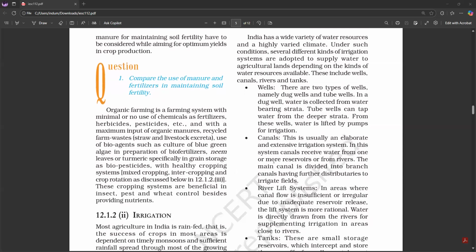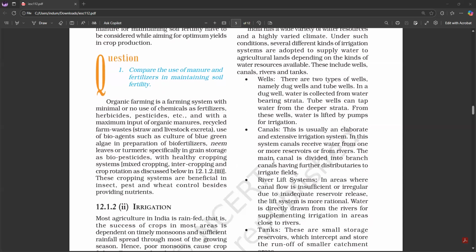India has a wide variety of water resources and a highly varied climate. Under such conditions, several different kinds of irrigation systems are adopted to supply water to agricultural lands depending on the kinds of water resources available. These include wells, canals, rivers, and dams.